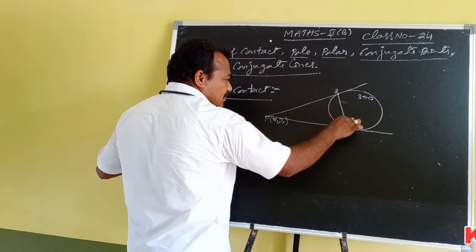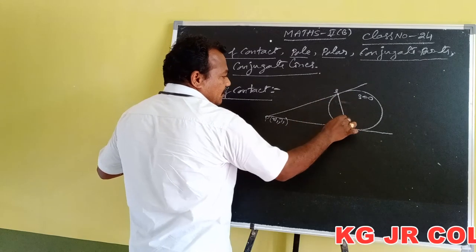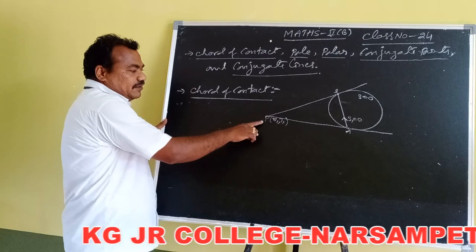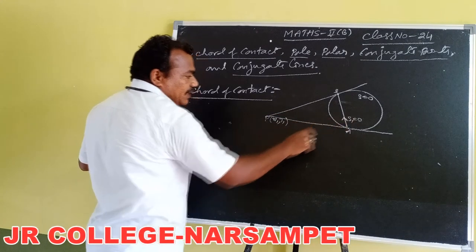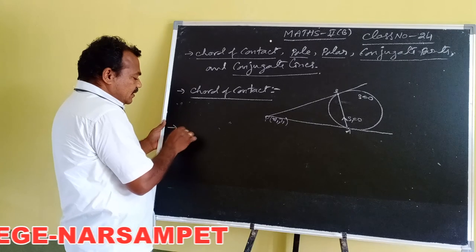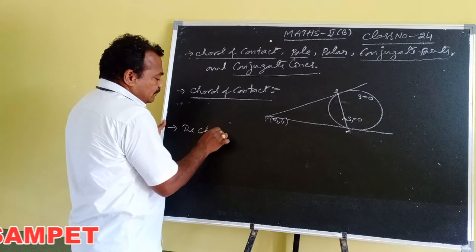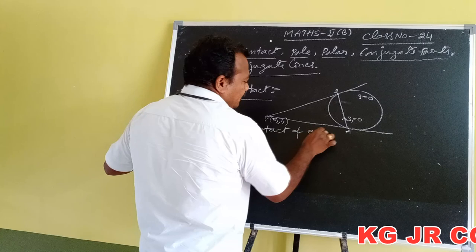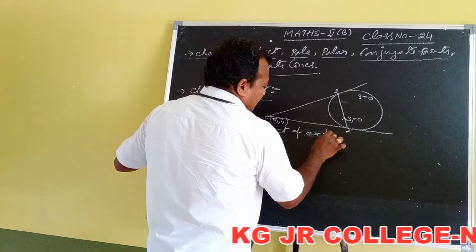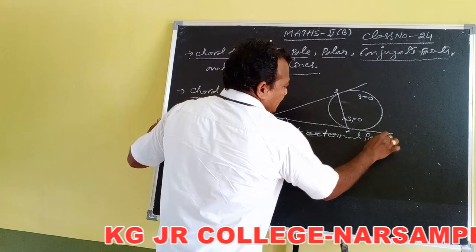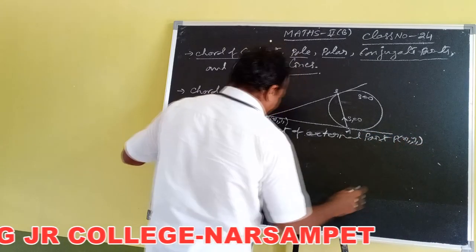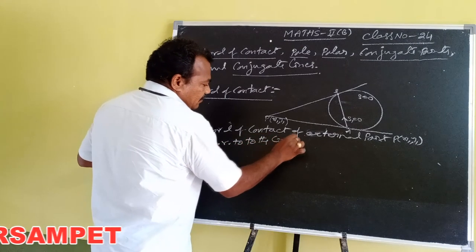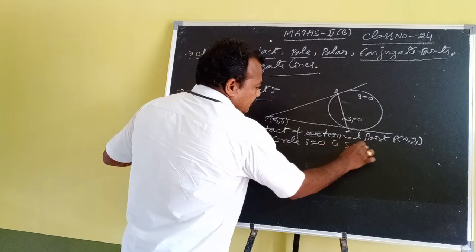If a chord is passing through the points of contact, this chord is called the chord of contact. The chord of contact of the external point P(x1, y1) with respect to the circle S = 0 is given by S1 = 0.